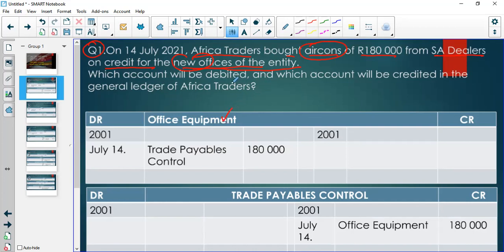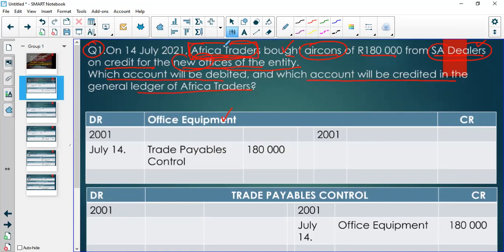The question wants us to identify which account will be debited and which account will be credited in the general ledger of Africa Traders. If you go back to this question, you need to identify in whose general ledger we are recording this, because we have 2 entities. We have Africa Traders, which is buying aircons, and SA Dealers, which is selling. They want us to record in the books of Africa Traders, which is buying.